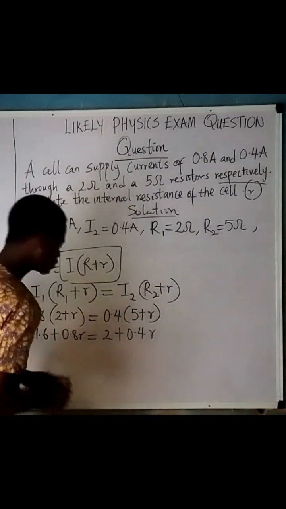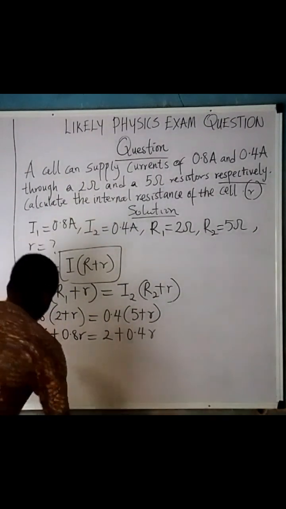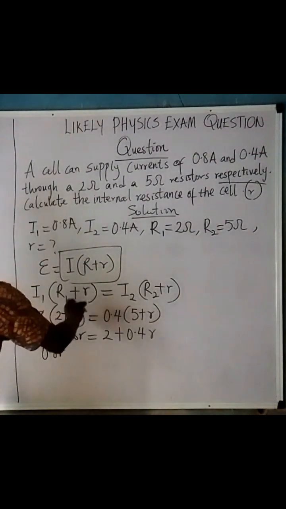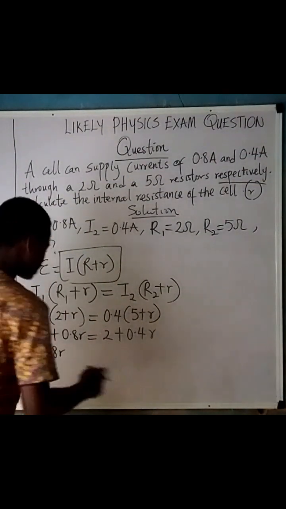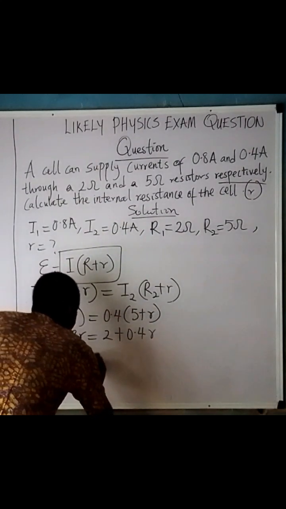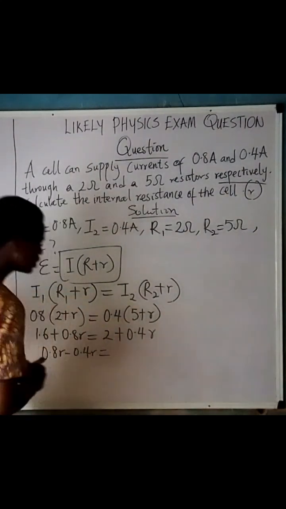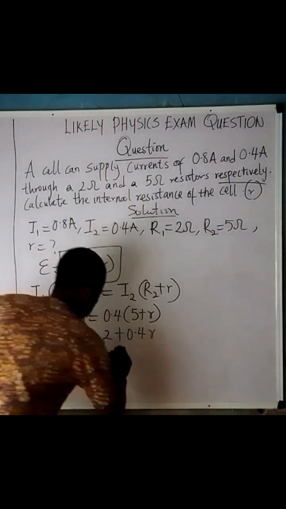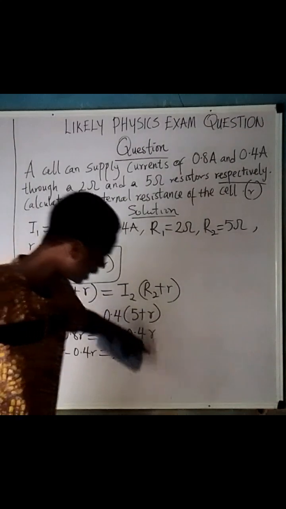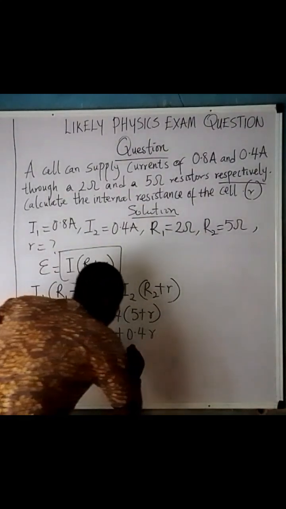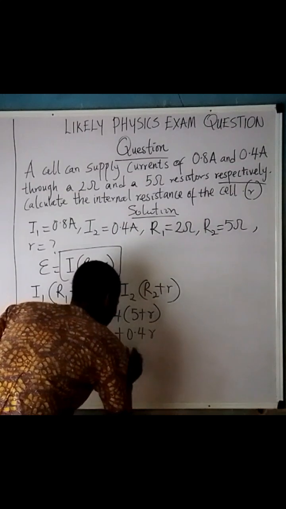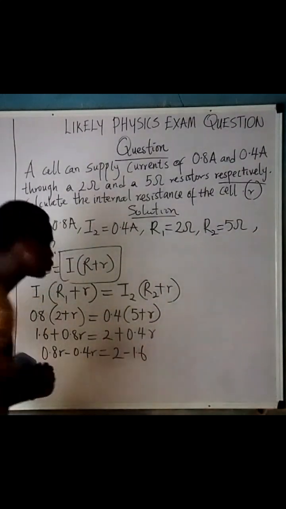What is the one with r here? You have 0.8r. Let's bring the one with r from this side. It crosses the equality sign, and when it lands, it will become minus what? 0.4r. Now what is here without r? You have 2. When this one without r, 1.6, crosses the sign and lands behind the 2, it will become what? Minus 1.6. So we are making good progress.